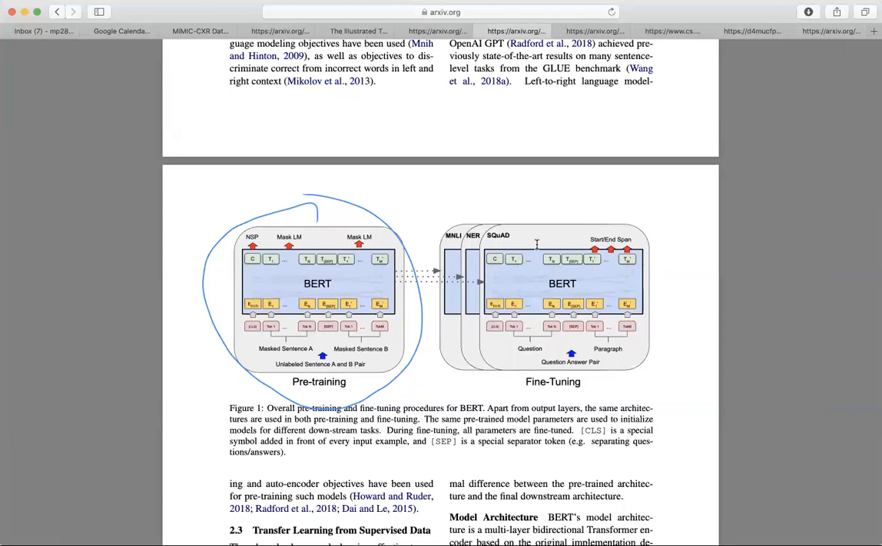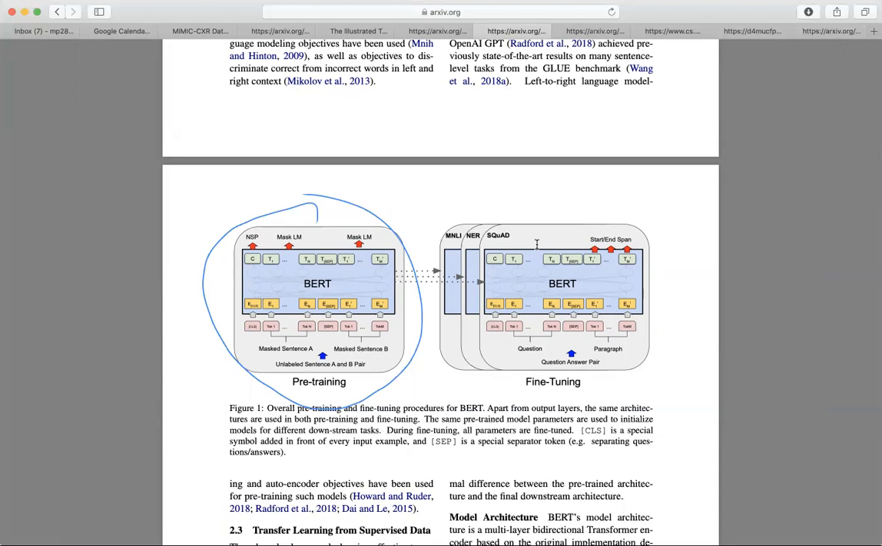The way that they claim their BERT is a better model than GPT or ELMo, which I think uses a bidirectional LSTM, is because BERT is a bidirectional model.